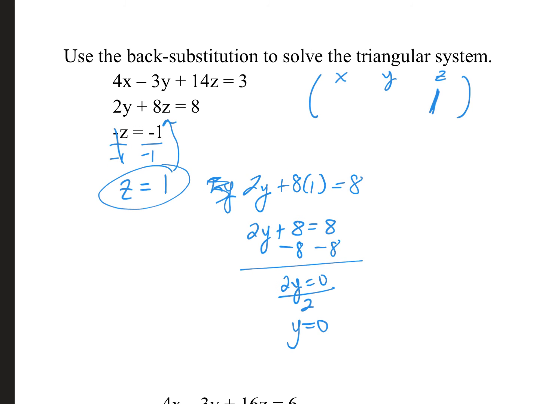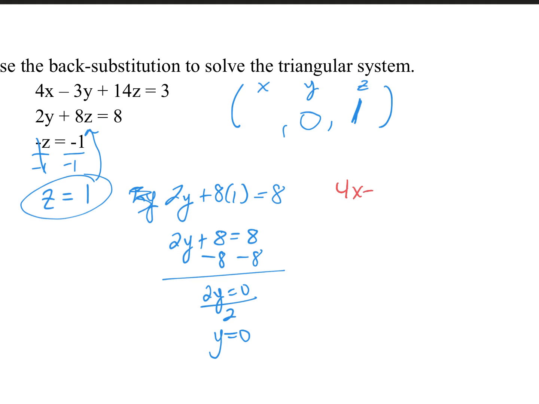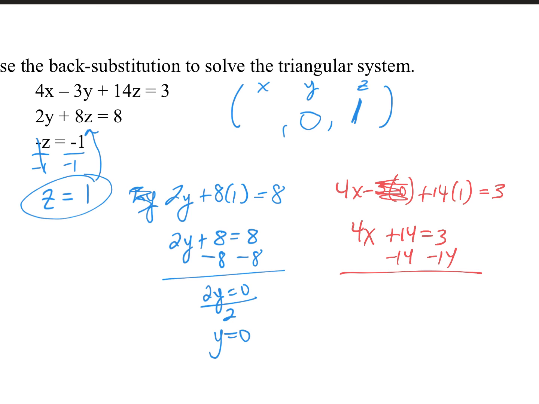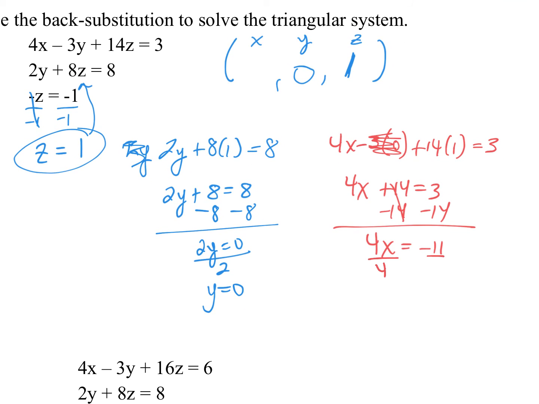Is that an acceptable answer? Yeah, y could be 0, absolutely. So I'm going to put 0 here. So now that I know what y and z are, I'm going to plug it into the top equation to find out what x is. So 4x minus 3 times y is 0, plus 14 times 1 is our z, equals 3. So 4x, negative 3 times 0, just crosses out. 14 times 1 is 14, equals 3. Subtract 14 from both sides, and you get 4x equals negative 11. Divide both sides by 4, and you get x equals negative 11 over 4.